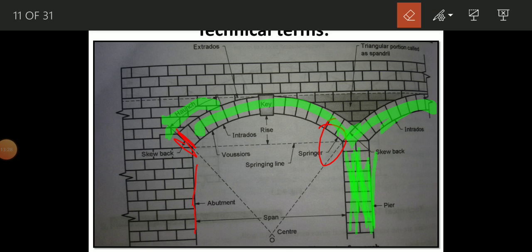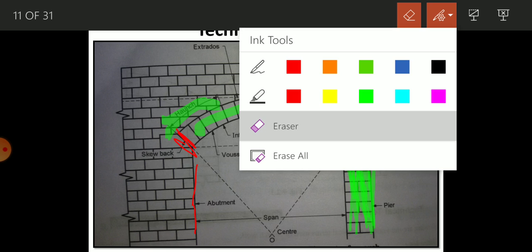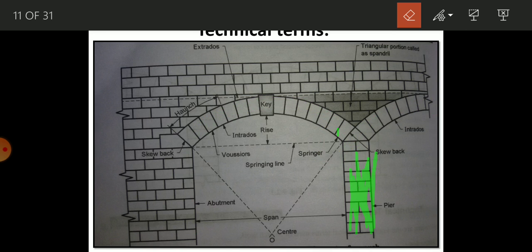Okay, sorry to disturb. The next is the haunch. Haunch means what? Wait a minute. The haunch is the lower portion of an arch between the crown and skewback. It is termed the haunch.